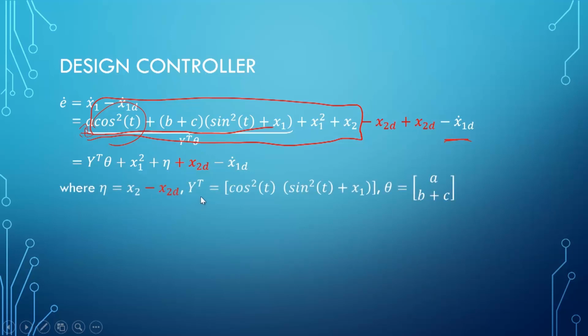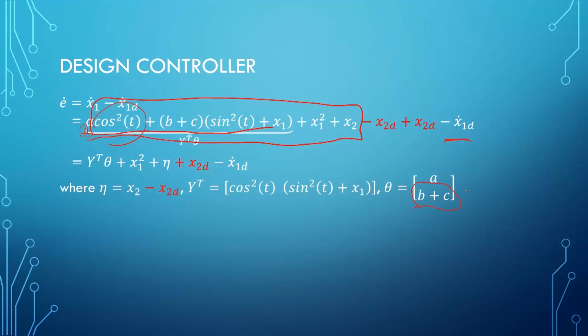So y transpose is this part, and Y is called the regression matrix. Theta is the unknown constants, and here theta is A and B plus C. We don't care about B plus C; you can consider B plus C as another constant. That's fine, because we don't care about what B is or what C is. We only care about the tracking control, which is E going to 0.